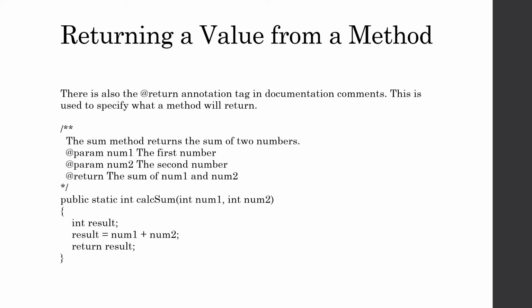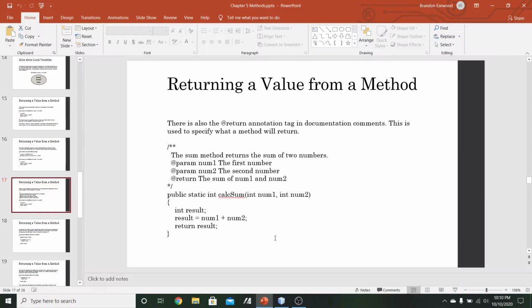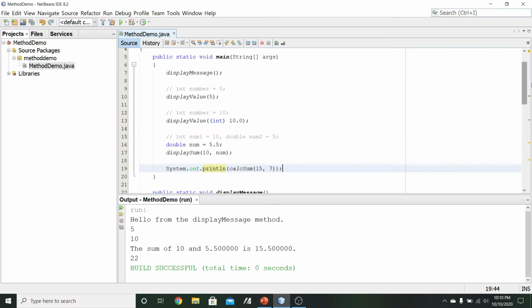So now that we've seen a little bit about actually creating one of these value returning methods, we can also introduce another annotation tag for our documentation comments, and that's going to be the return tag. So we're going to use essentially just like @param. This one's going to be @return. And this is going to be used to specify what that method will return. So if we wanted to, we can go ahead and add that to our calcsum method.